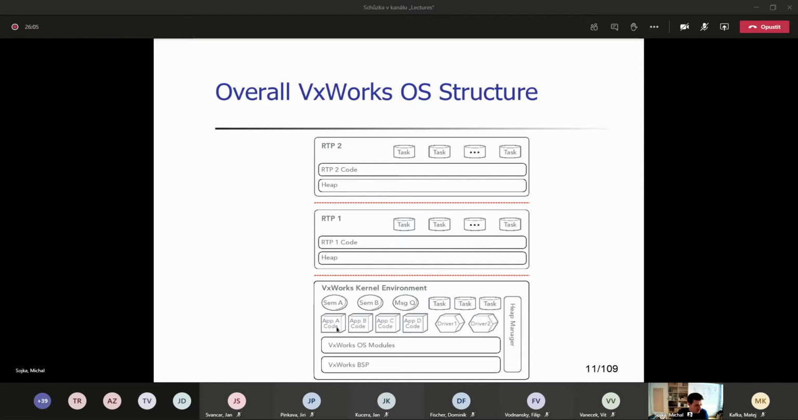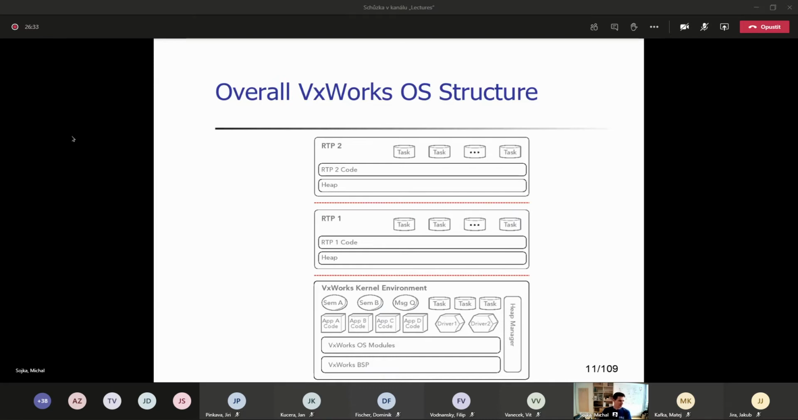Do you see my cursor, by the way? Yes. Yes. Yes. Yeah. Maybe it would be better for me if I can show it on my second screen, but probably it's not possible.